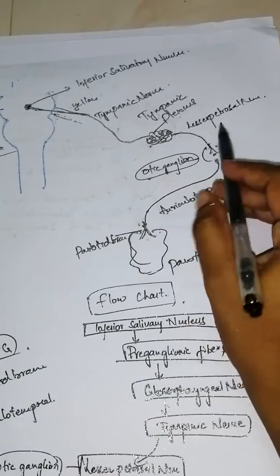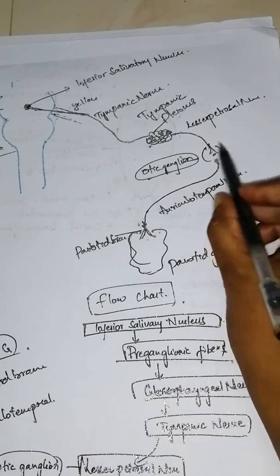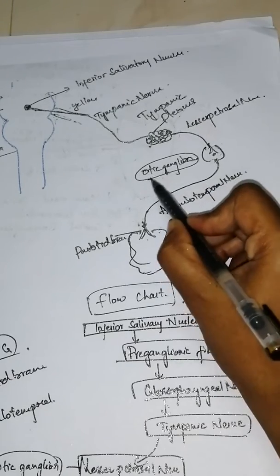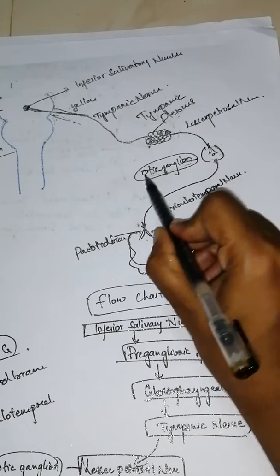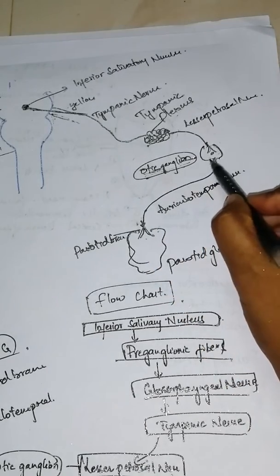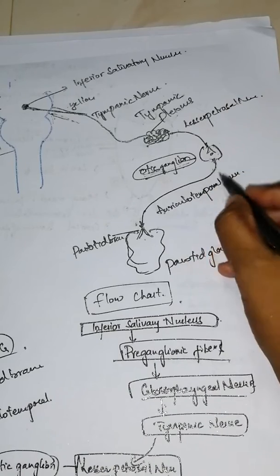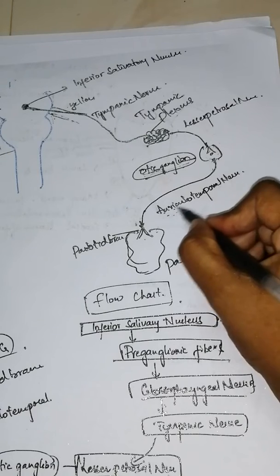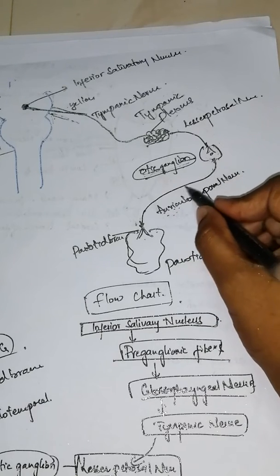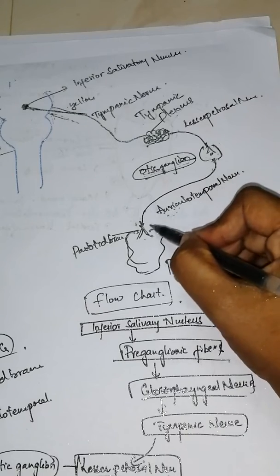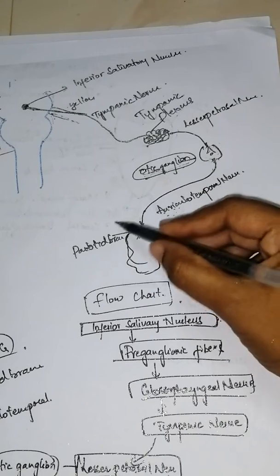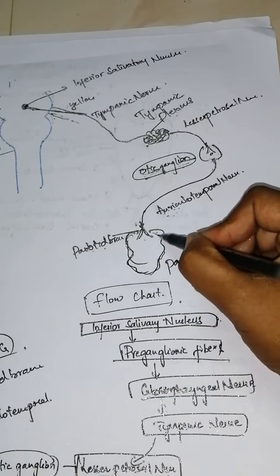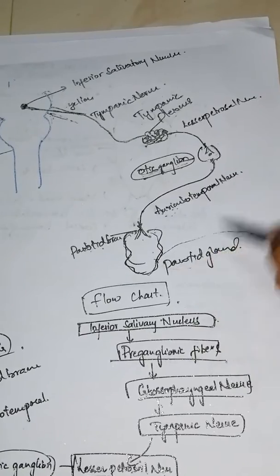From that, the lesser petrosal nerve arises, and it is given to the otic ganglion here. There is a relay in a ganglion here, and this ganglion is called the otic ganglion. From there, the postsynaptic or post ganglionic fibers arise, and those travel with the auriculotemporal nerve. After that, the post ganglionic fibers divide into parotid branches, which give nerve supply to the parotid gland.